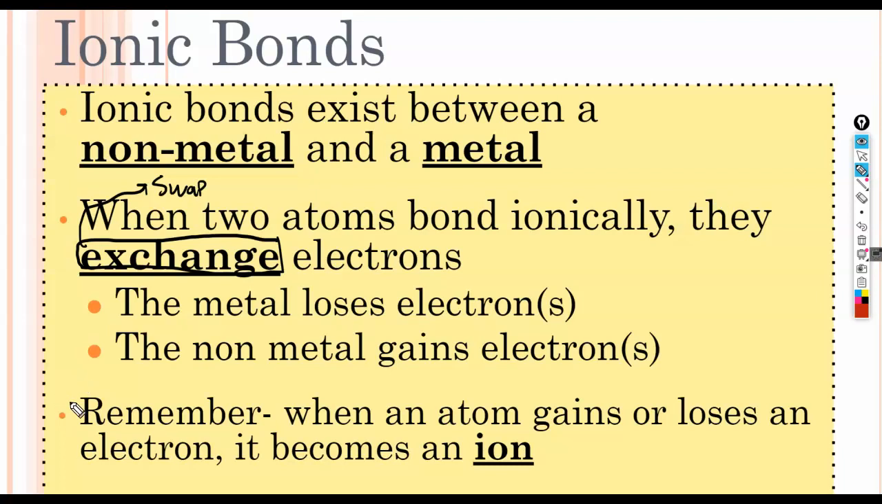Now, in the last unit, we talked about what happens when an atom gains or loses an electron. It becomes what's called an ion. Remember, when you have a neutral atom, you have the same number of protons and electrons. When you gain or lose an electron, you have what's called an ion, either a positive ion or a negative ion. So this is why this is called ionic bonding, because it involves gaining or losing electrons. So it involves ions. That's why it's ionic bonding. Okay, so going to the next slide.